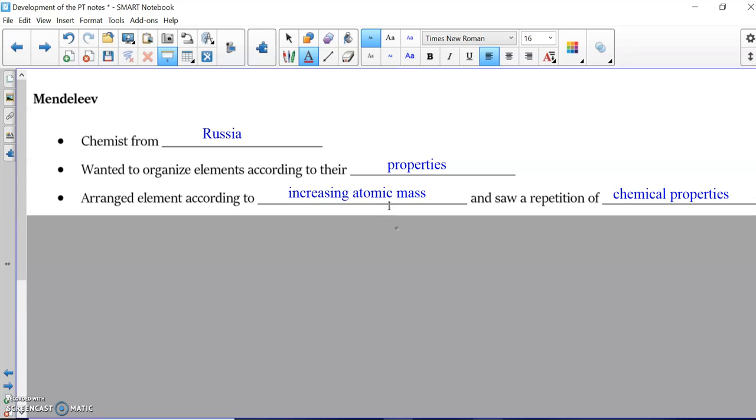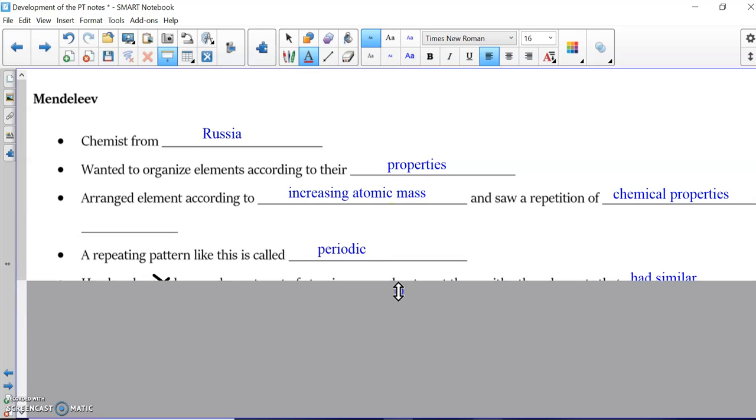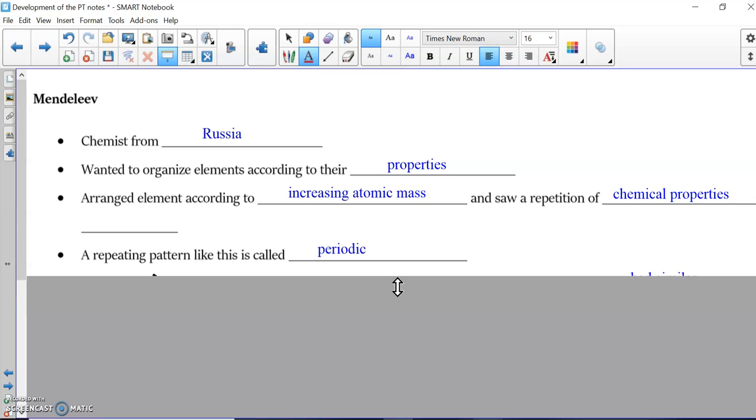For example, he might have had elements A, B, C, D, and then when he got to E, it had properties similar to A. It was almost like the row, or the properties, started over. He was able to create this repeating pattern. He took this giant list and made them into rows, where the columns, so the up and down, were all similar to each other.